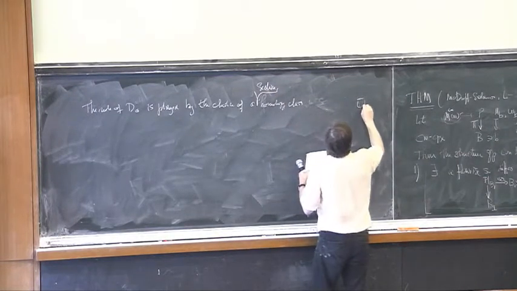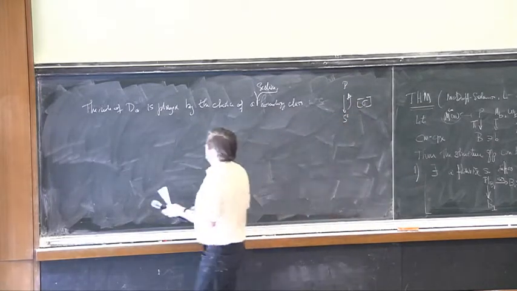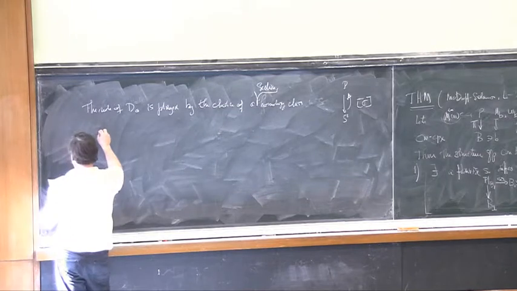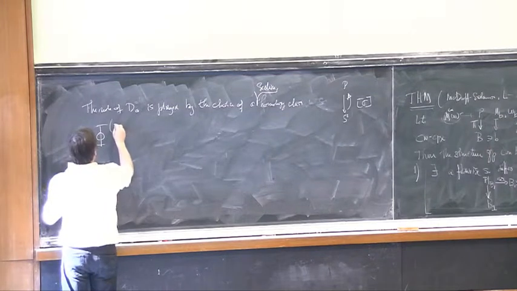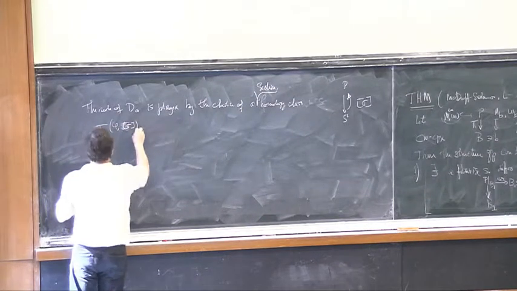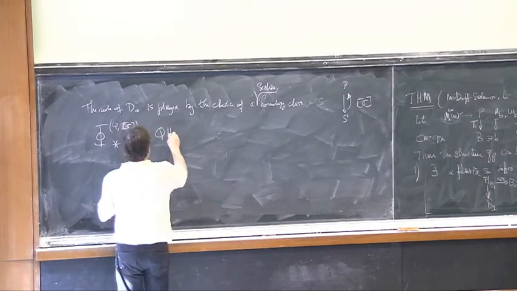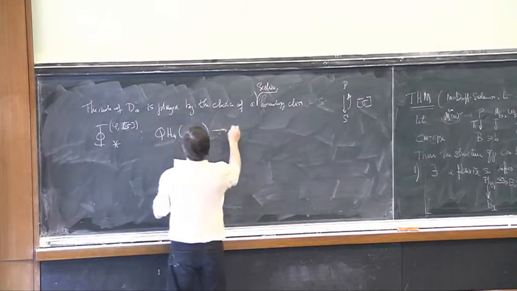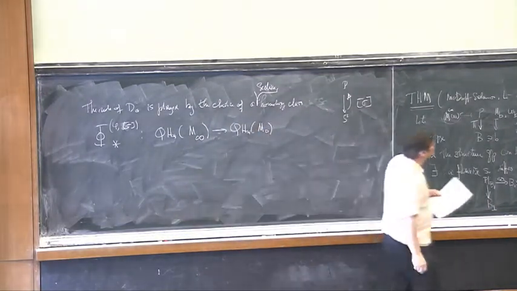That is called sigma. So we choose that, and now we wish to define the map, which is the Seidel map, capital Phi of phi D0 sigma. It goes from the quantum homology of M infinity to the quantum homology of M zero.